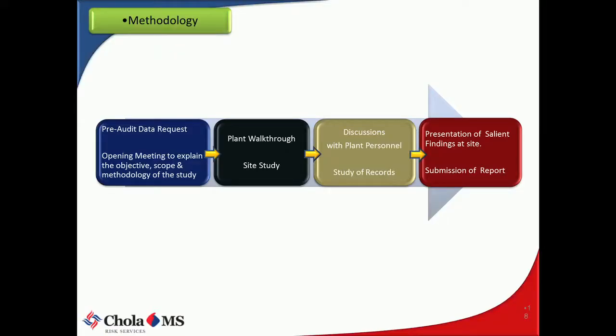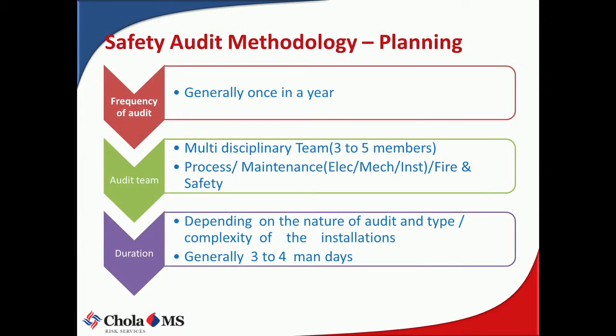So what's the methodology basically when you start doing an audit? First we send a pre-audit data request, listing what we require, say their process operations manual, SOPs, P&IDs, layout and all that. Then we have an opening meeting with them to explain the methodology, what we are going to do, what sites and areas we'll be looking into. Then we do the site visit, then we see the plant records, and at the end of the day, or depending on the case, we give a closure on the major observations, and then we send the report later on. So this is the basic methodology.